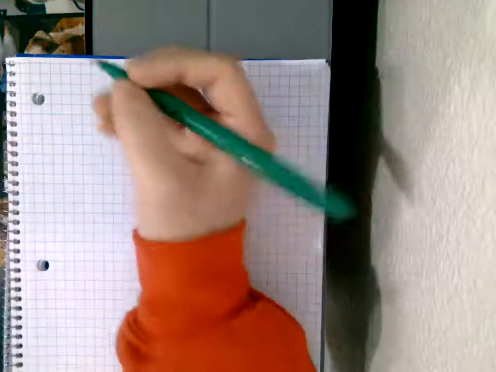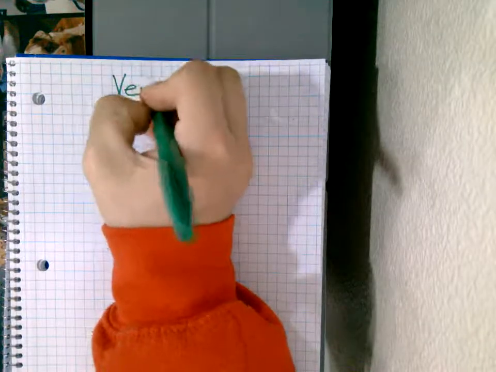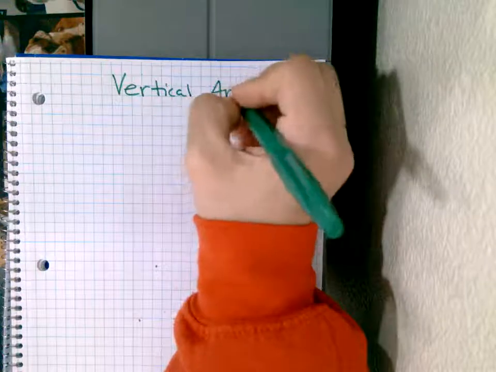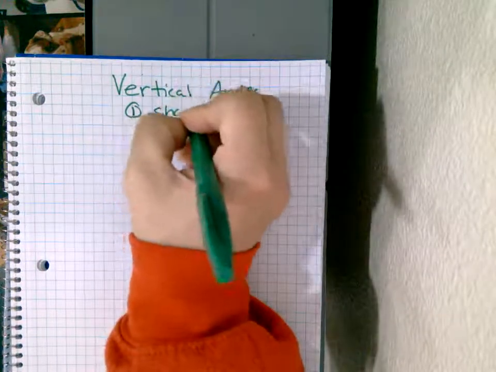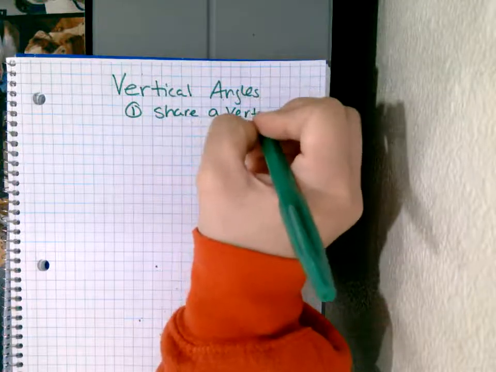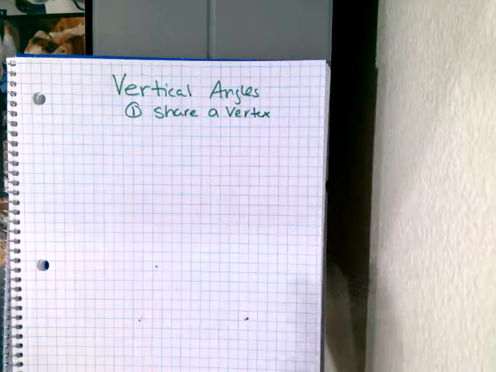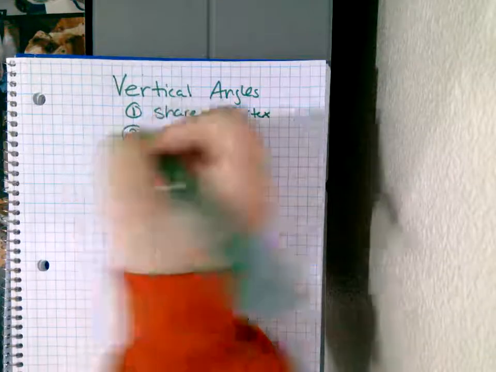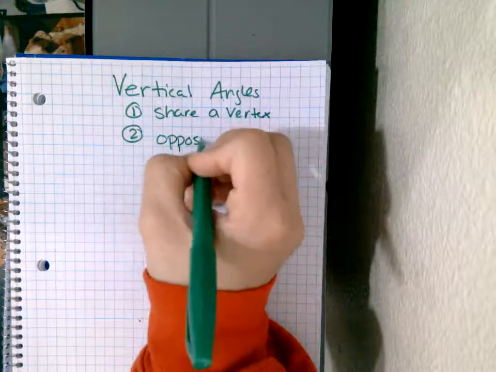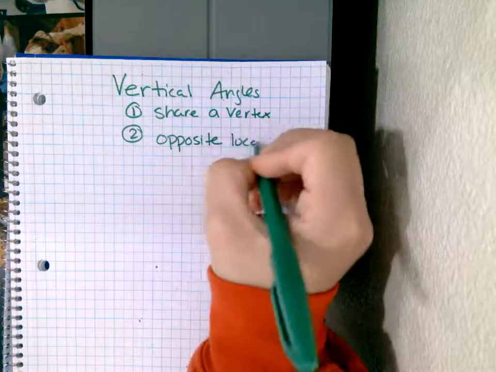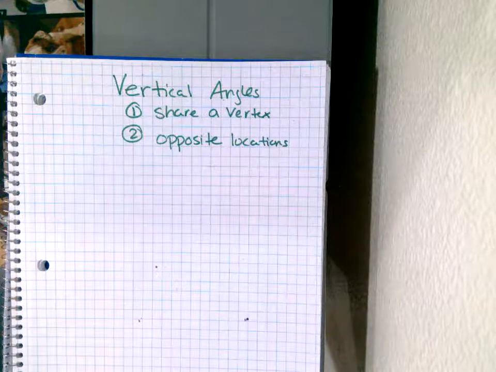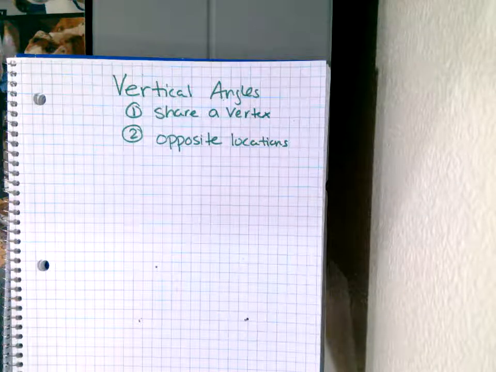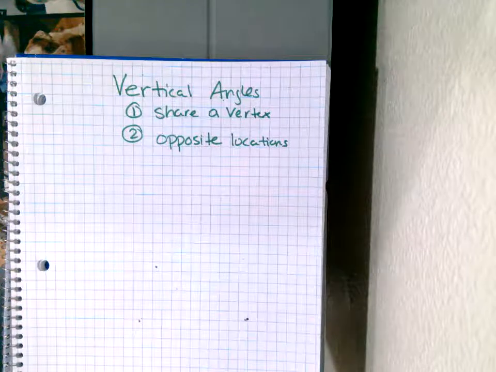vertical angles. Now, vertical angles, there's like 1,000 things we can do with vertical angles. I'll see how much I can teach you in the next 5 minutes. Vertical angles, number 1, they share a vertex. So they share that common middle point. Number 2, they're on opposite locations. If it's on the top, the vertical angle's on the bottom. If the angle's on the left, the vertical angle's on the right. So top, bottom, left, right.